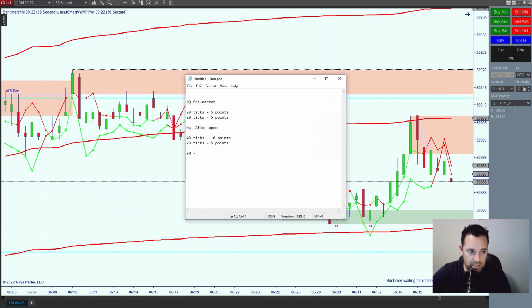It's the same thing. It's both. It's the exact same thing as NQ pre-market that I go for, because YM, we know, does not move as much as NQ, right?